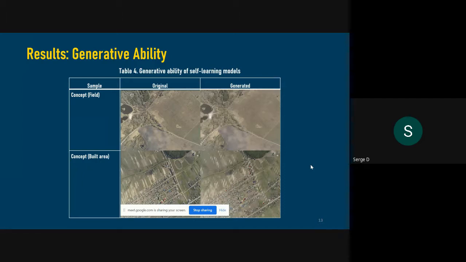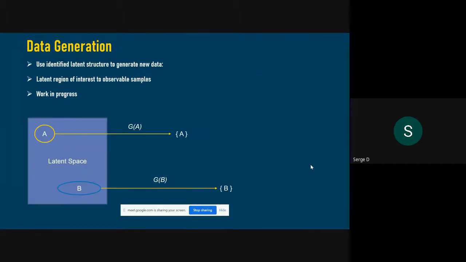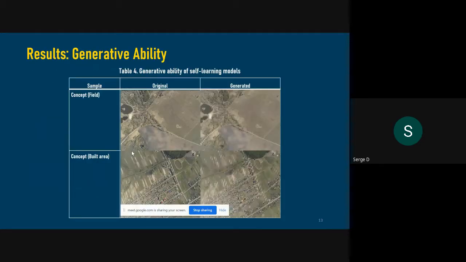And this is still work in progress. We do not have a large volume of results in this area yet. Maybe it will be the subject of the next study, but this is an interesting area of application. And what we see is that for the classes with very good, structured representation in the data set, we obtain reasonably good results of generation. So these are some examples.